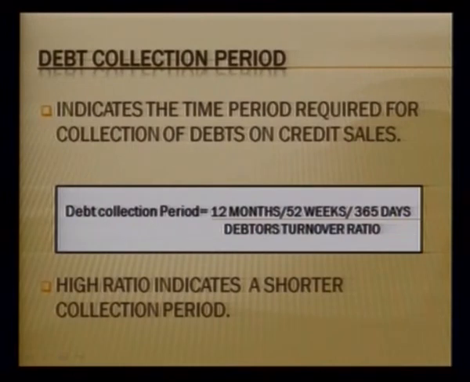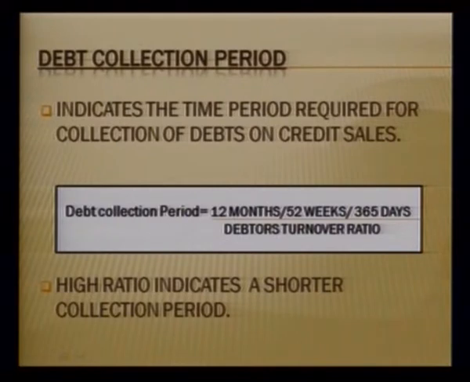Now, before explaining it through an example, there is another thing for which we can make use of the debtors turnover ratio, that is to compute the debt collection period, or the average collection period, or the time taken by the firm to realize its credit sales. This indicates the time period required for collection of debts on the credit sales. So, the shorter the period, the better it is, and a higher debtors turnover ratio will give us a shorter collection period.